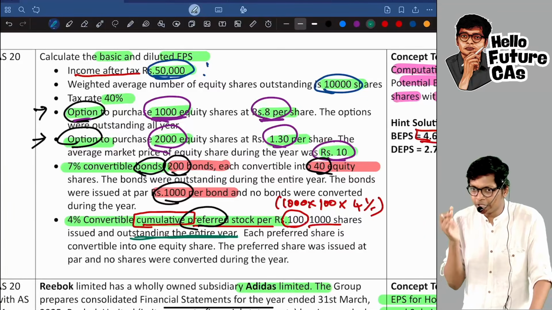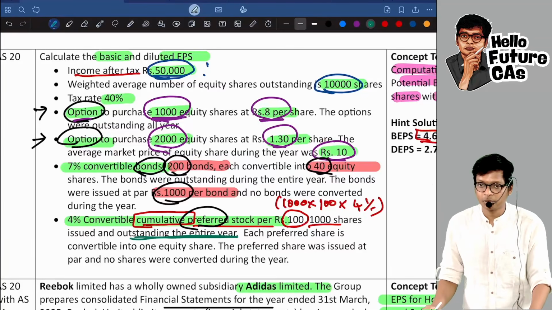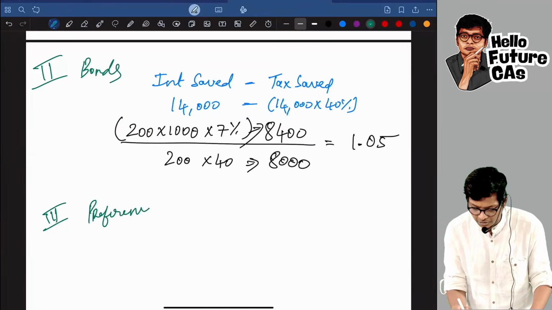If it is issued only during the year, again you have to convert it into a number of months, 6 by 12 or 7 by 12 or whatever. So again, let's do the same technique quickly, guys, what we did for bonds itself.